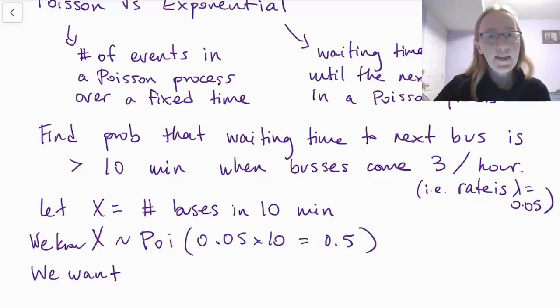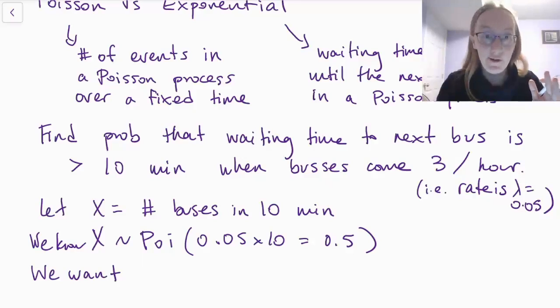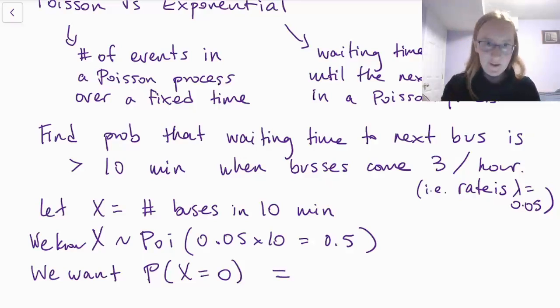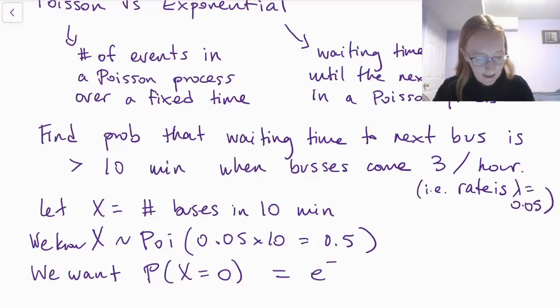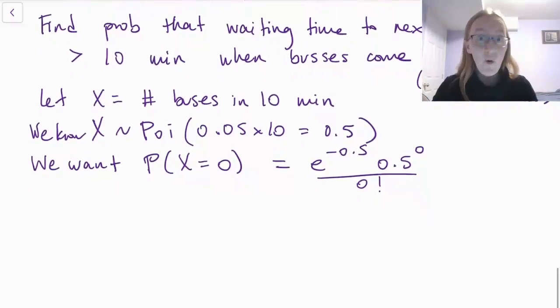And in this case, if we want to know the probability that the waiting time to the next bus is at least 10 minutes, what does that tell us about the number of buses that arrive in 10 minutes? It's kind of hard to ask questions when you're not here in front of me, but if we want the waiting time to be greater than 10 minutes, then the number that we see in 10 minutes has to be 0. So we want the probability that x is equal to 0. And so we can plug in the definition of the Poisson random variable. It'll be e to the negative 0.5, 0.5 to the 0 over 0 factorial, which is whatever it is. I don't even care.